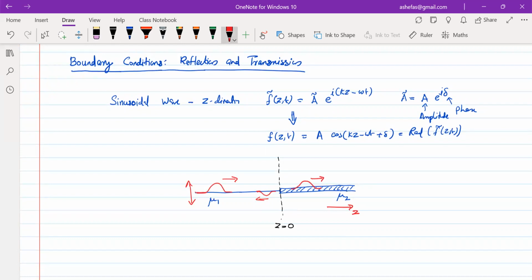Okay, so by using these boundary conditions, we can find out how much of the energy is transmitted and how much is reflected, that is, what is the amplitude of the reflected wave and what is the amplitude of the transmitted wave. Okay, now what is the boundary condition here?